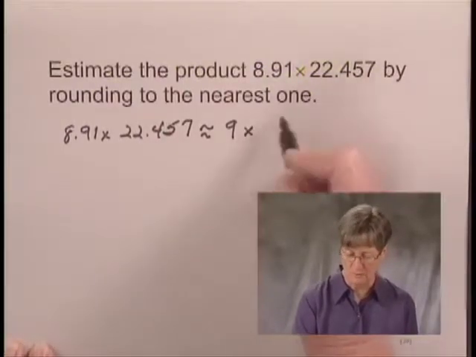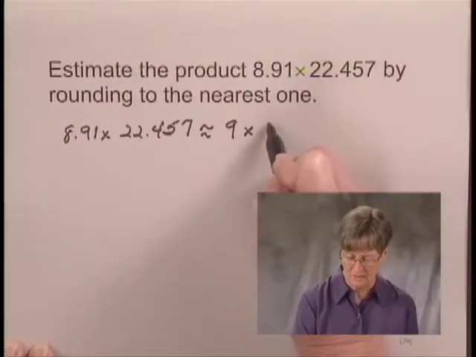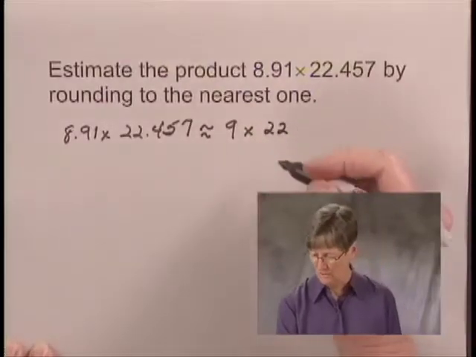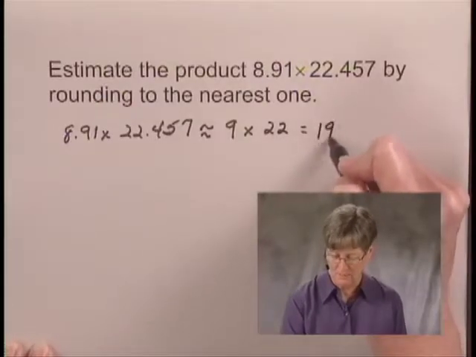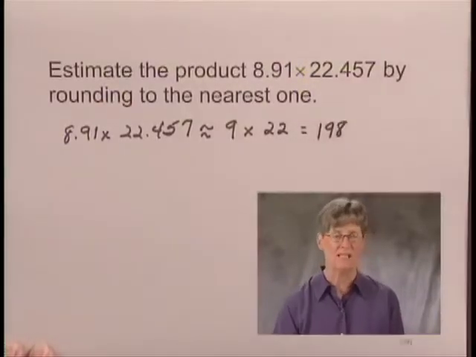So we'll round 22.457 down to 22, and when we carry out this multiplication then, we get 198 for the estimate of the product.